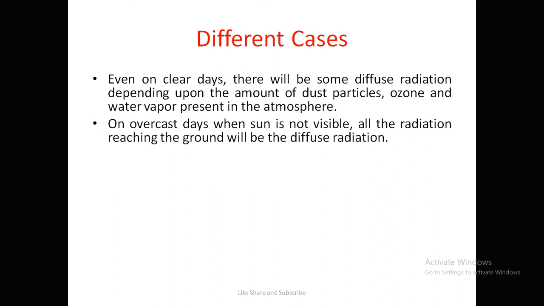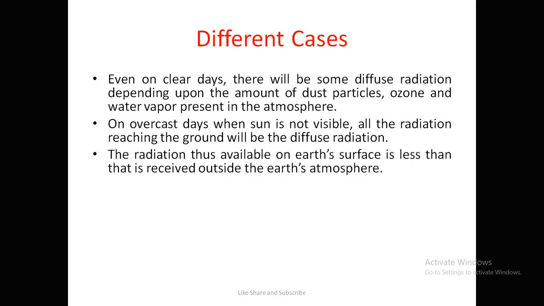On an overcast day, that means when the sun is not visible, all the radiation reaching the ground will be diffuse radiation. That means we are unable to see the sun, so we don't get the beam radiation. So obviously the final thing will be the diffuse radiation only.